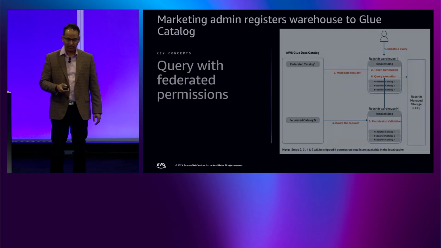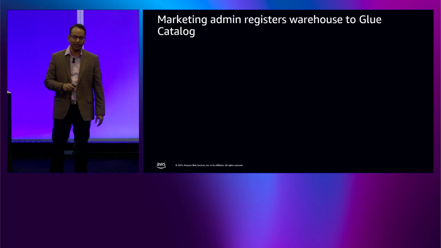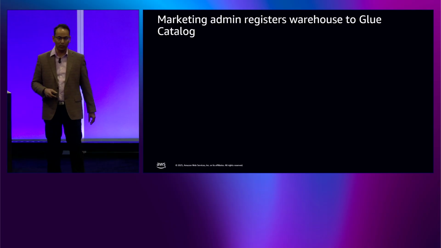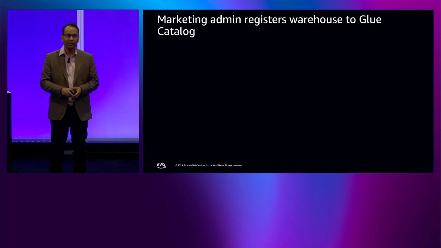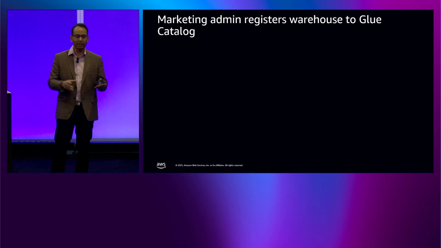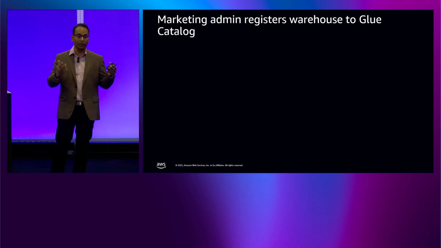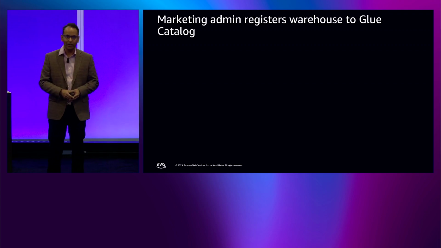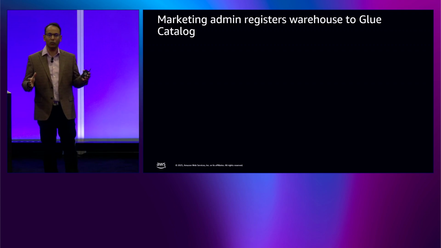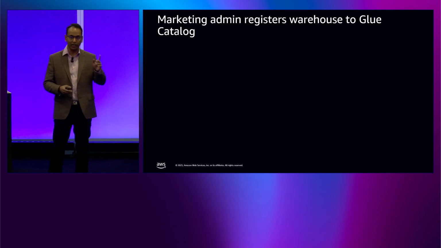All right, so let's look at a demo. This is a new launch, so a demo will help in understanding. For this demo, think about there are two warehouses: a marketing warehouse and a sales warehouse. The sales warehouse is new. They wanted to get access to the marketing warehouse. So for the marketing warehouse, all they have to do is start registering their warehouse with the Glue catalog. So it's a one-time thing.